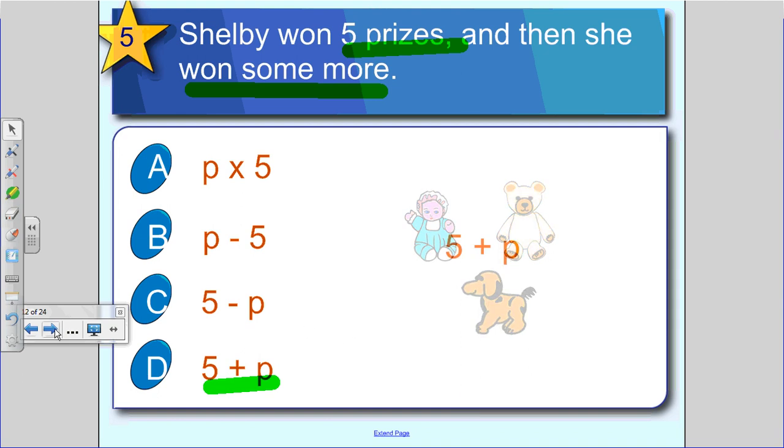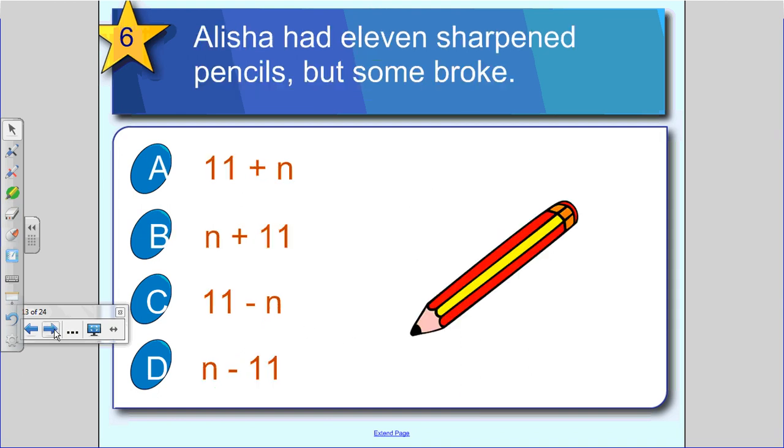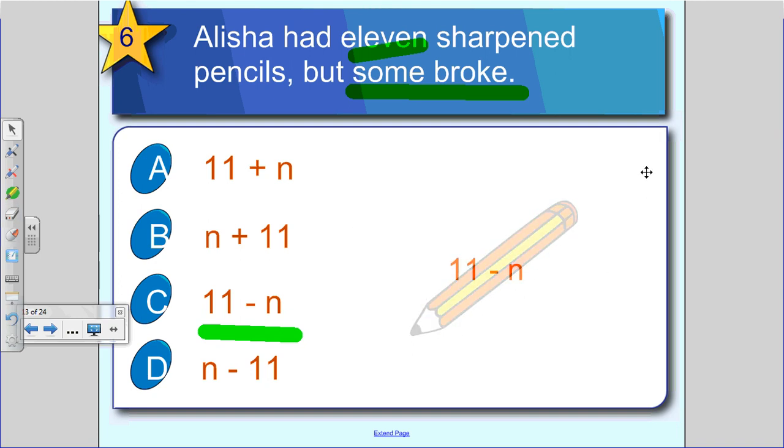Very good. We got that one right. We're pros at this. Let's try this one. Alicia has 11 pencils, and then some broke, so that means some were taken away. So 11 minus some, which we're using the letter N. See if that is correct. Well, our answer reveals that we are correct.